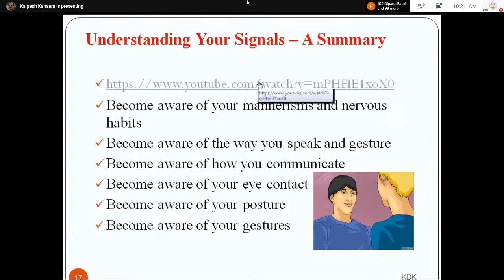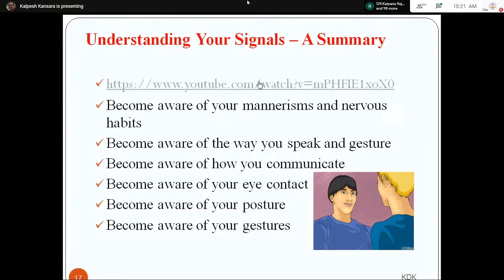Some signals which are summarized here: become aware of your mannerisms and nervous habits. So if you have any mannerism, as I said, some repetitive behavior in body language or in speech, you should try to avoid that through rehearsals. Avoid your nervousness. Become aware of the way you speak and gesture. For that, you can also record your presentations, your sample presentations, or your rehearsals, and find out where you are making mistakes, where your gesture goes wrong, or where your speech and the slide is a mismatch. So find that out and you can practice on that.